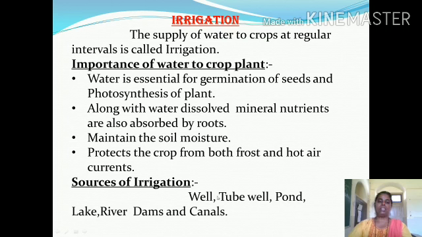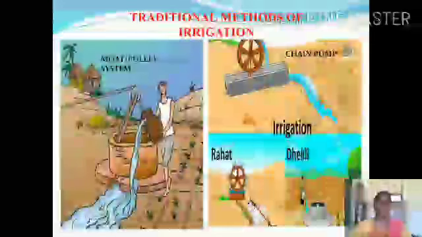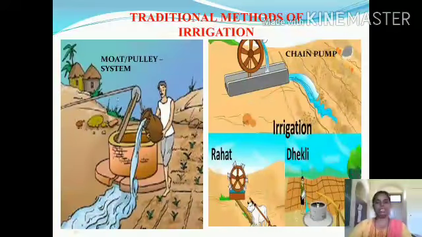These are the different sources of irrigation the farmer can use. The traditional methods of irrigation are, this is the moat and pulley system. This is one of the traditional methods. In this method, the farmer with the help of a pulley pulls the water out of the well and then pours it into the field. This is another one, the chain pump method, in which the chain is tied with this pulley. As the chain rotates, the pulley lifts the water out and then pours it into the field.